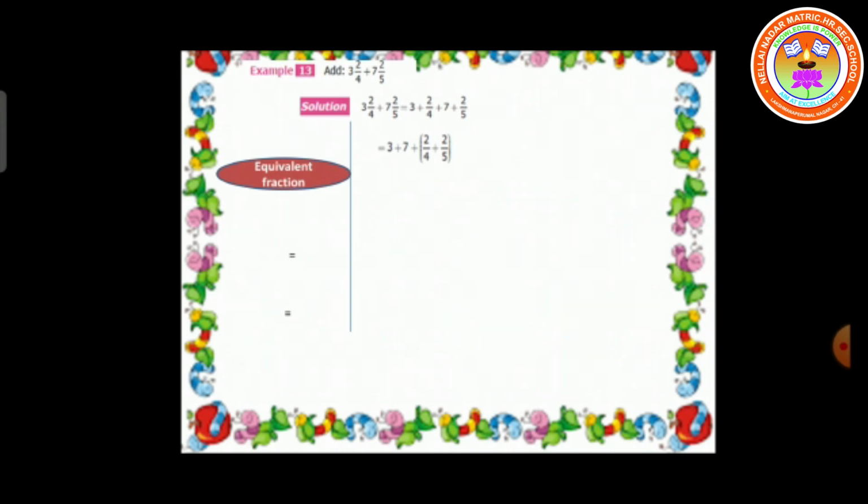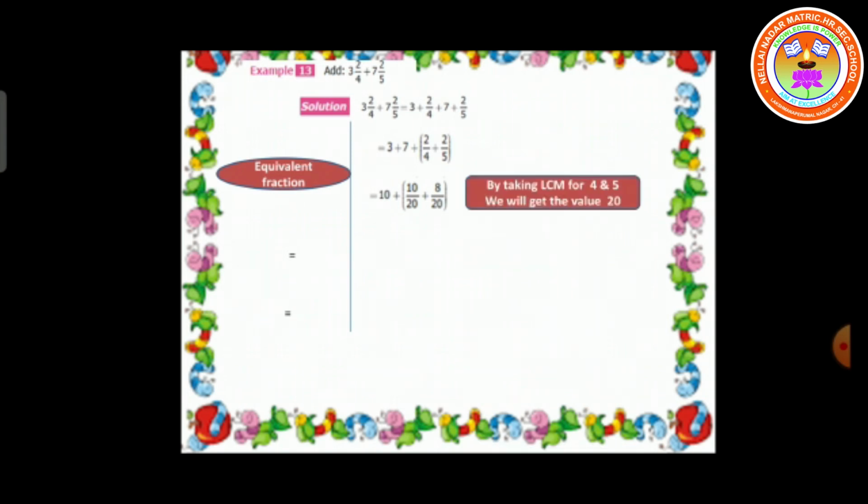The second step is I'm just taking the whole numbers separately. Here what are the whole numbers? 3 and 7. Then take the remaining two fractions, 2 by 4 plus 2 by 5. Then 3 plus 7, the whole numbers added, I will get the value 10. Now 2 by 4 plus 2 by 5 has been changed into 10 by 20 plus 8 by 20. Just think of what I did here.